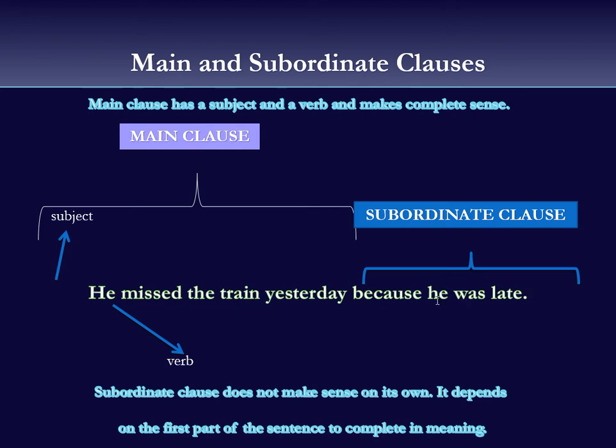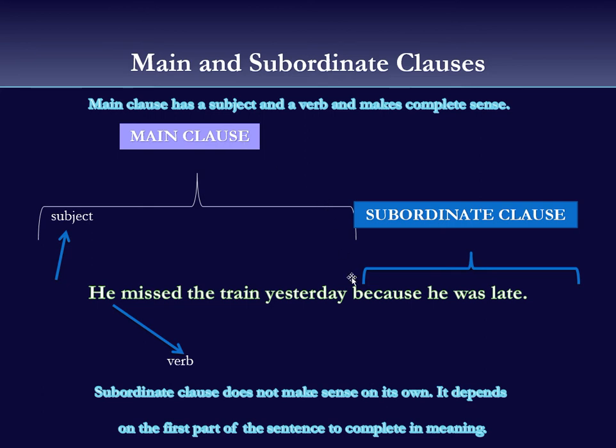Here again we have another subject and another verb. If we keep this part of the sentence apart, if we take it out, these group of words still make complete sense on their own. So this is a clause which makes complete sense on its own, and therefore it is the main clause.